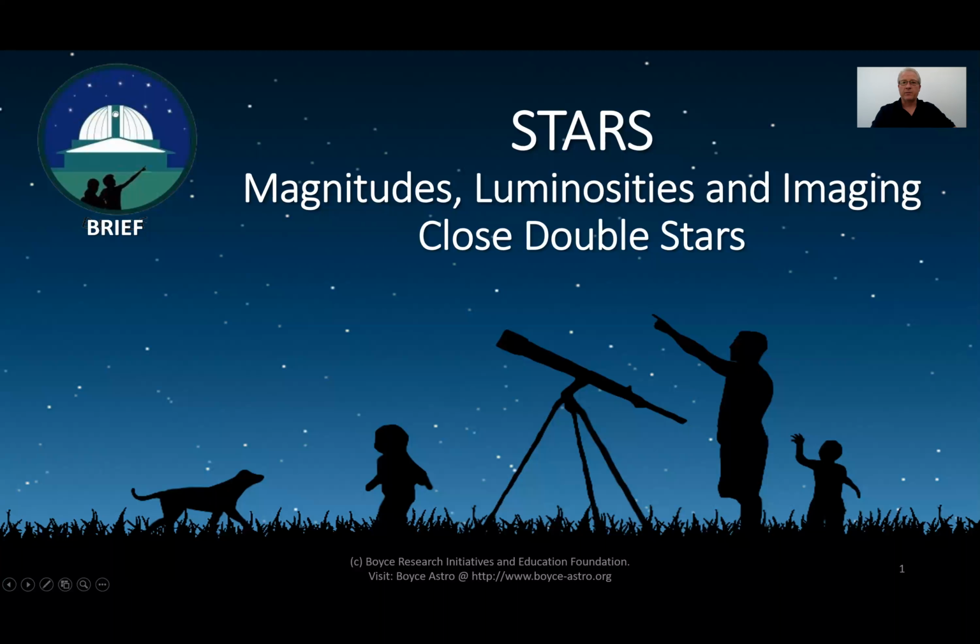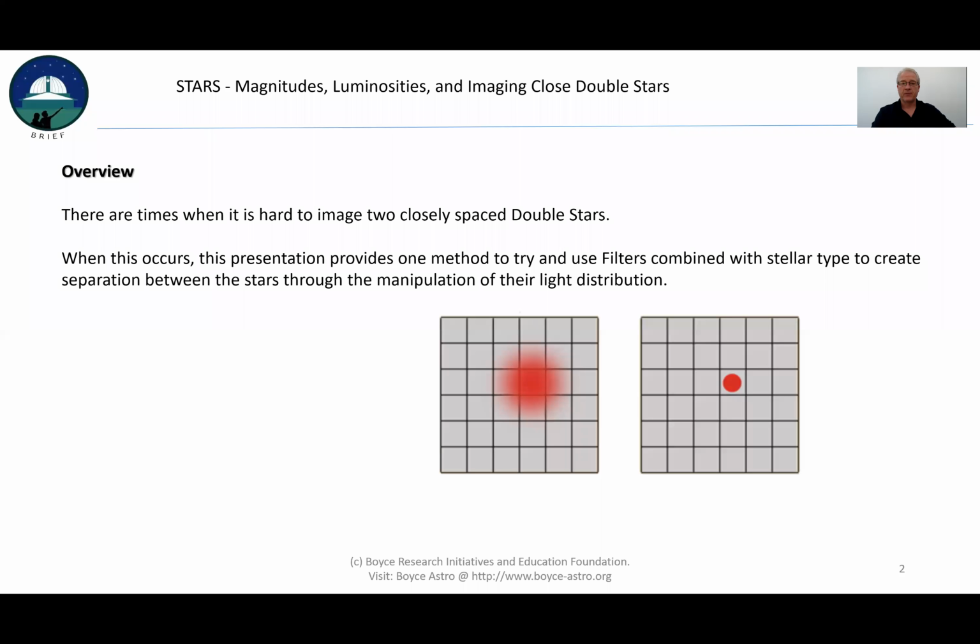Hello, welcome to the brief video lesson on stars, magnitudes, luminosities, and imaging close double stars. There are times in your research on double stars when it is hard to image two closely spaced stars. As you see in this first picture, they're so closely spaced together that the light, as it hits the CCD chip, as it hits the camera, gets dispersed because of the brightness over multiple pixels. And what happens is the stars will then blend as one, and we can't measure that.